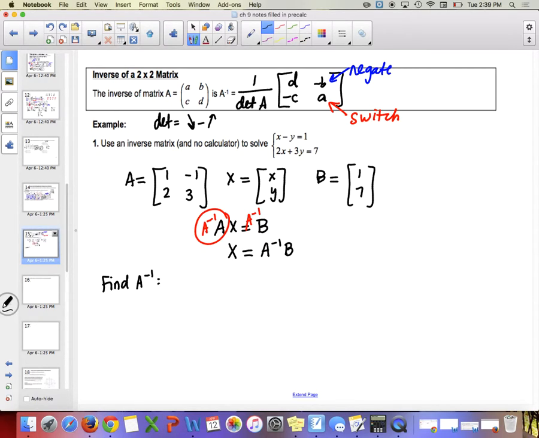So A inverse is going to equal 1 over the determinant of A. What's my determinant? 3 minus a -2. Well, the determinant is 5, so 1 over 5. And we switch and negate. So when I switch, I get 3 and 1, and I negate, I get -2 and +1.